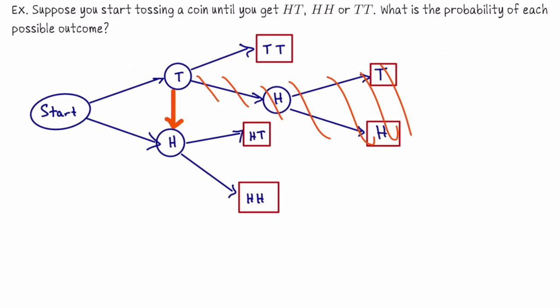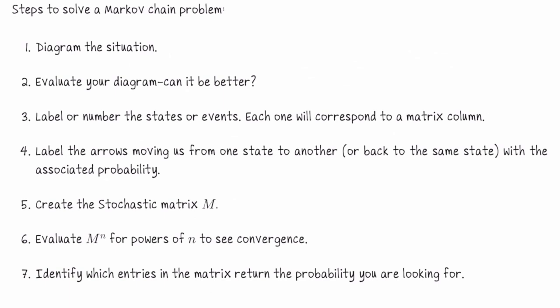I don't see a good way to get rid of that starting block. So if you have something there, that's fine. Sometimes you can get rid of that initial action, and other times you can't, but it's not wrong to have it, so let's just leave it there. Okay, at this point I like my diagram. So if I go back to my steps, we've done the first two. We diagrammed the situation, then we evaluated it, and we found a way to improve it. Now let's go through, and we've already labeled the states, but since we have so many, I'm going to number them as well, and we will also label the arrows with the associated probabilities.